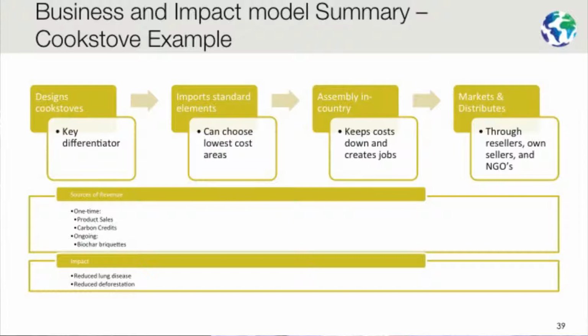Here's a cookstove example where they can succinctly describe that they're the ones who design the cookstoves. That's their key differentiator. They import some standard elements, they assemble them in country, and then they market and distribute them through a series of channels. Their sources of revenue are the product sales, the briquettes over time, and then perhaps carbon credits in the future. And then they throw their impact on there too, that they've got reduced lung disease and reduced deforestation.